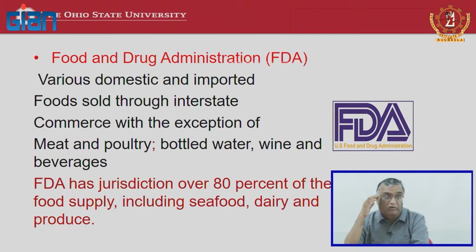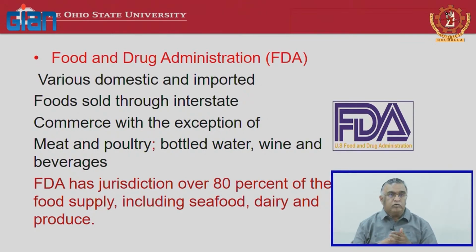FDA is probably one of the major regulators, and they do most of the food except meat and poultry, and they do not do bottled water, wine and so on. So they do 80% of the food supply; they cover seafood, dairy, produce and so on and so forth.